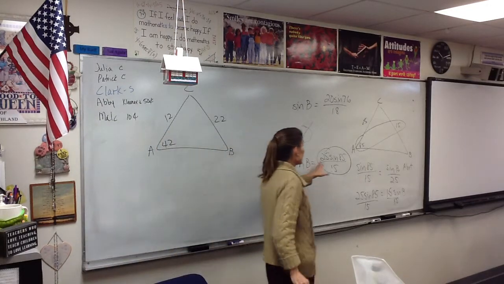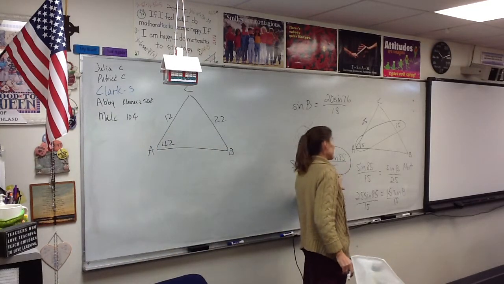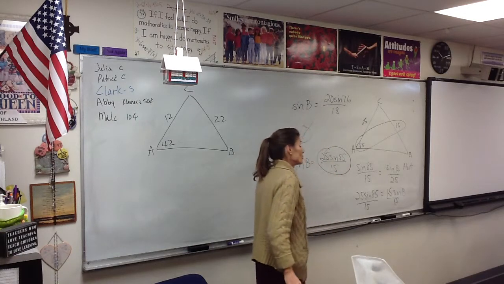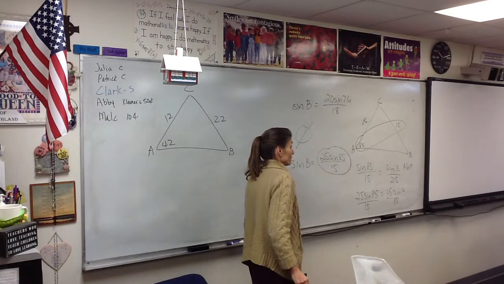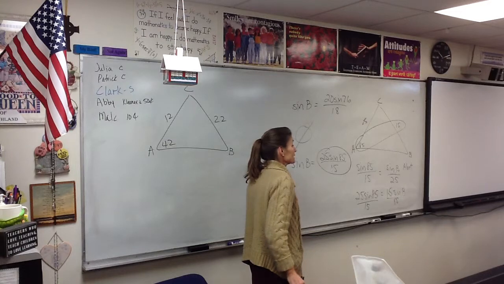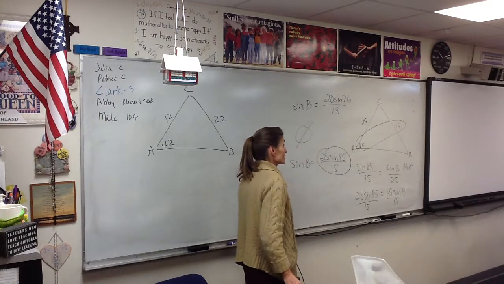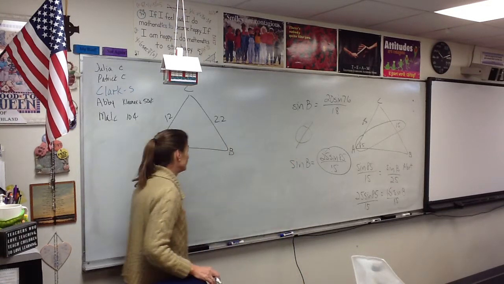If you type 25 sine 85 divided by 15, you should get a number bigger than 1. And then when you second sine that, it gives you an error message. Remember, you have to second sine it.